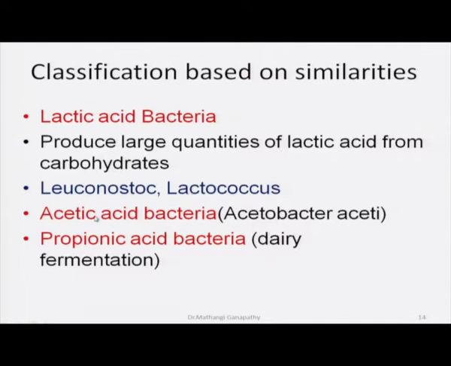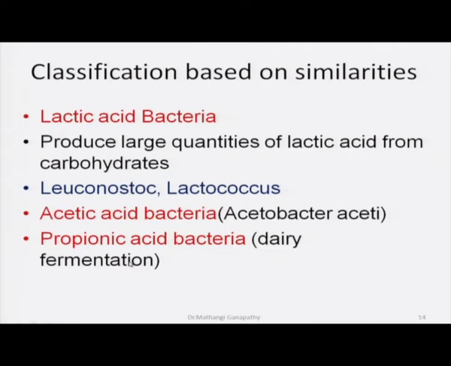The second category is acetic acid bacteria. An example is Acetobacter aceti. As the name indicates, acetic acid would be the end product. Whatever the nutrient source or the energy source, the end product is going to be acetic acid. Then propionic acid bacteria. These are mainly used in dairy fermentation.